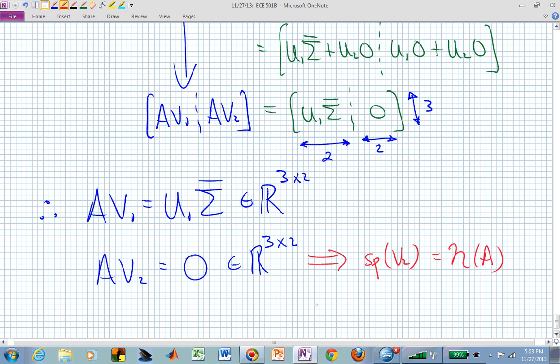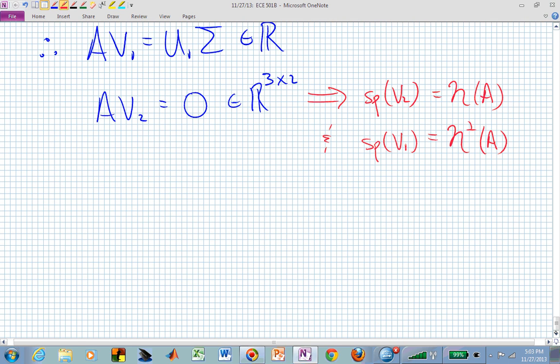And as a consequence, because the big matrix V filled up the entire 4-dimensional space in this example, we now have a basis for the orthogonal complement to the null space of A. The span of V1 is the orthogonal complement of, I'm sorry, the orthogonal complement of the null space of A.